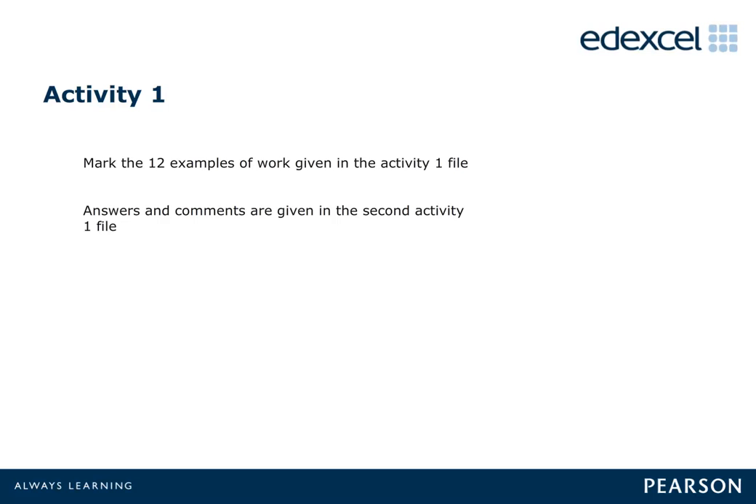Activity 1 has examples of students' work at F tier. Use the mark scheme to mark them. Make a note of any teaching and learning issues that arise.